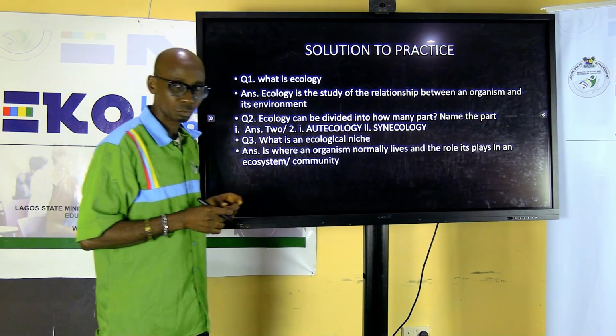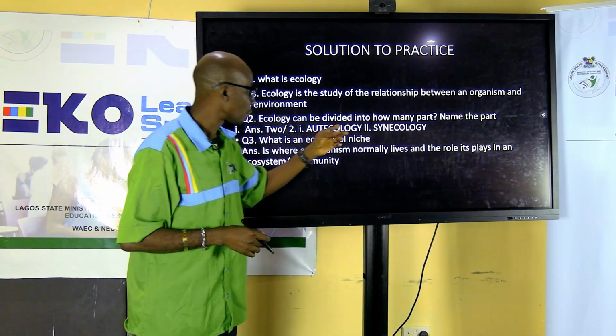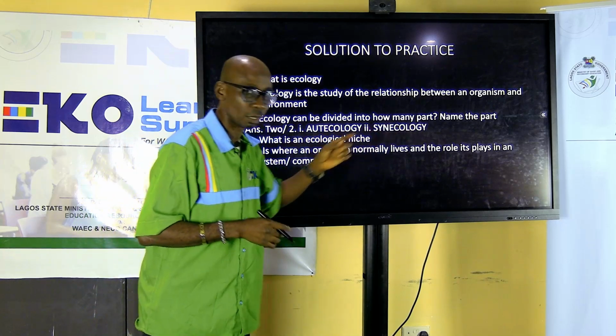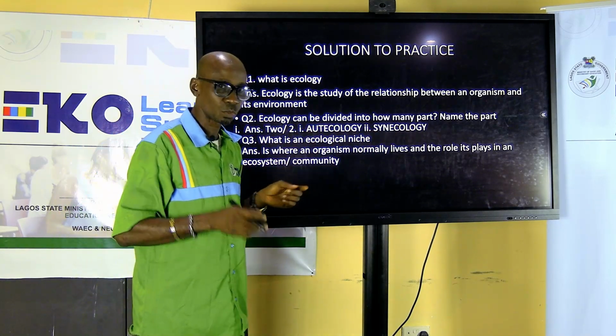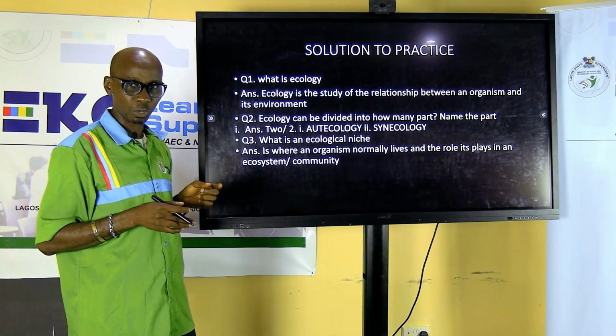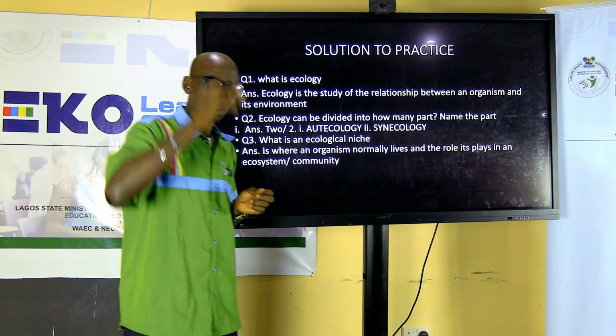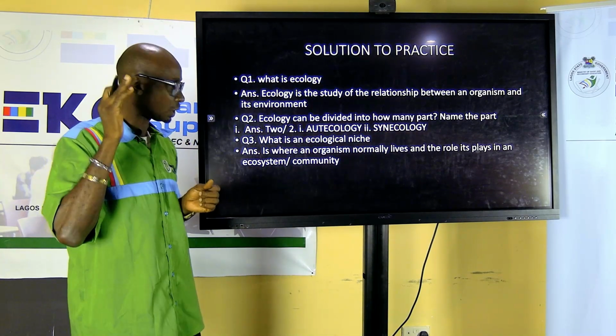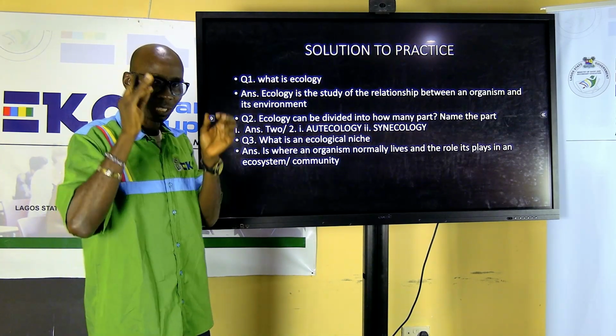We have two names: autecology and synecology. Autecology is when you are studying a single species of organism. Synecology is when you are studying two or more species together at the same time.